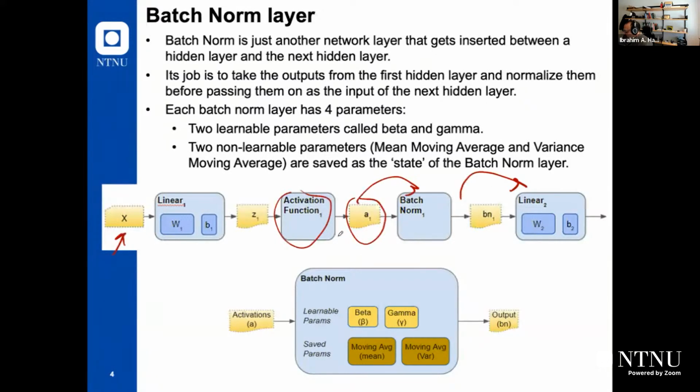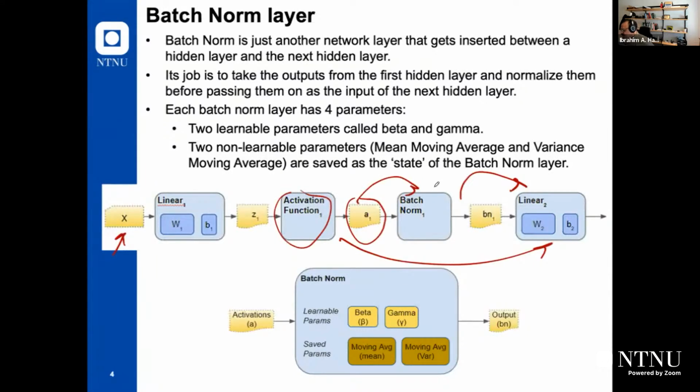So instead of feeding this number directly to this layer, we will have an in-between batch normalization layer, and this batch normalization layer will try to normalize the outputs from the previous activations before feeding them to the next layer. So batch normalization is another network layer that gets inserted between one hidden layer and the next hidden layer, and its job is to take the outputs from the first hidden layer and normalize them before passing them into the next hidden layer.